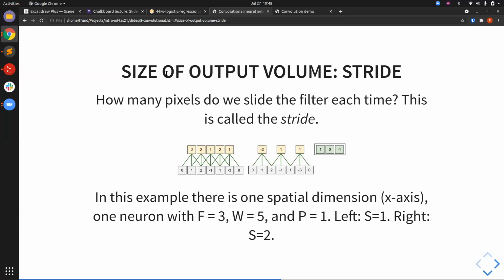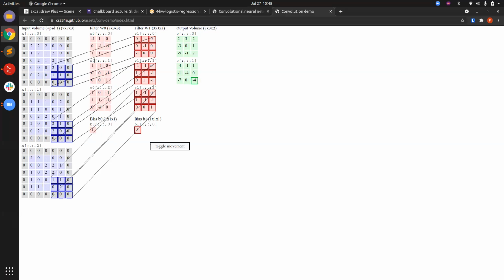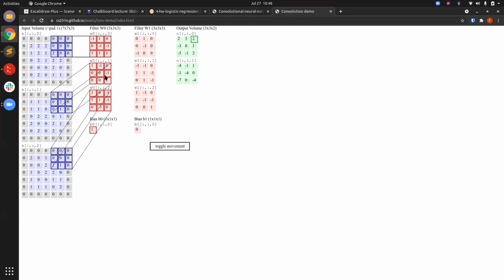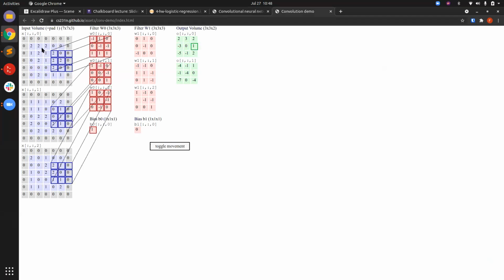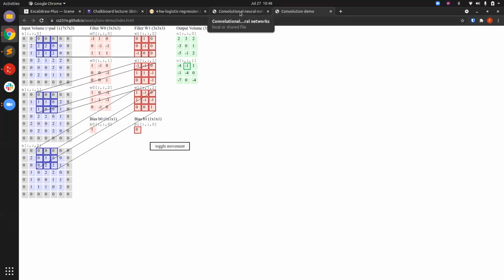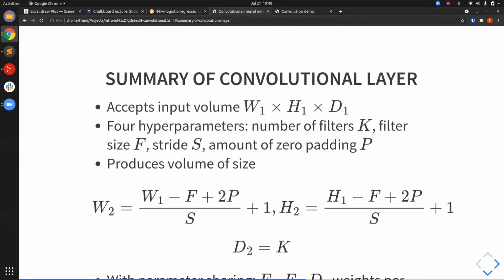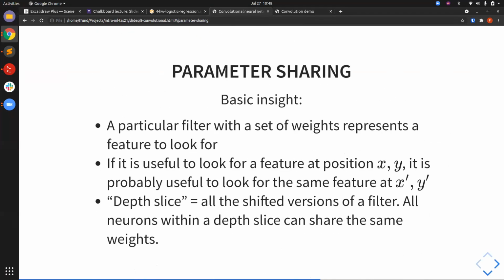We have a couple of parameters for our convolutional layers. We have to decide how many pixels over we want to slide the filter each time. That's known as a stride. We also have to decide whether we want to use zero padding on the border. What that does is determine how much the output volume shrinks. If you don't use zero padding on the border, you'll shrink the output volume at every successive iteration. So in order to have your output width and height the same as the input, you need to use a little bit of padding. Okay, so those are our convolutional layers.